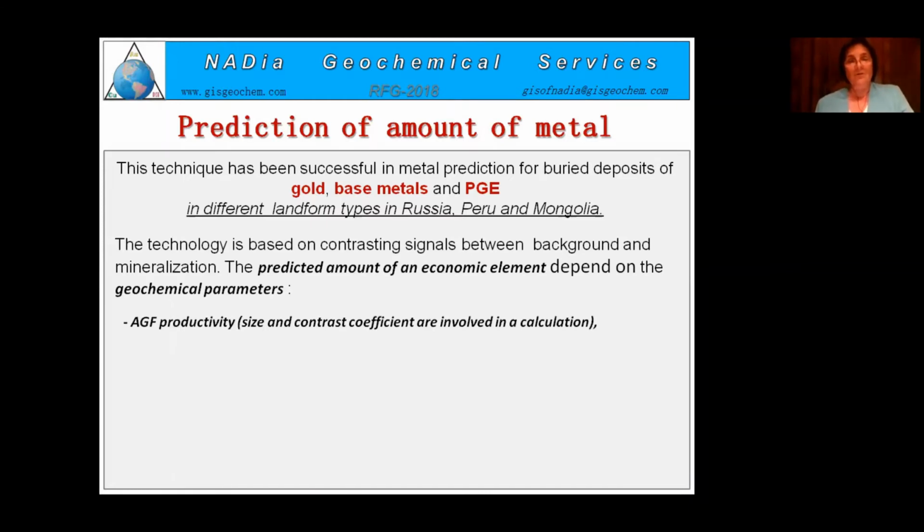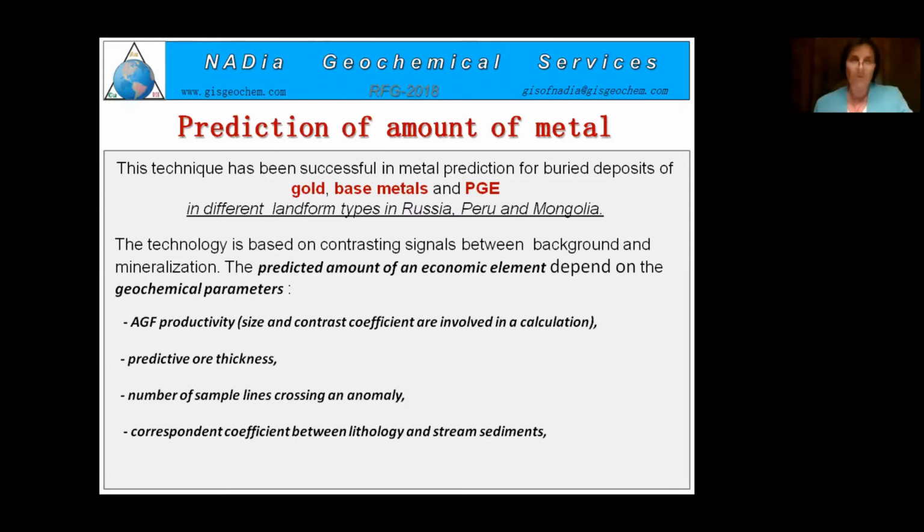First, you should calculate the anomalous geochemical field productivity. This involves the size and contrast coefficient of the anomalous geochemical field. Then you take into consideration predictive ore thickness, number of sample lines crossing an anomaly, the corresponding coefficient between lithology and stream sediments, and the corresponding coefficient between stream sediments and soils.